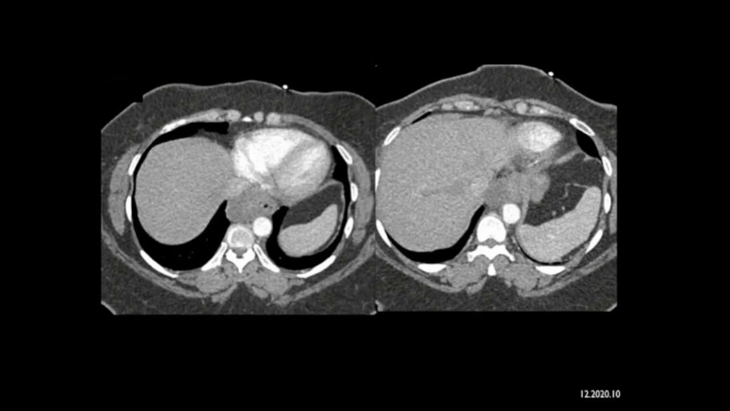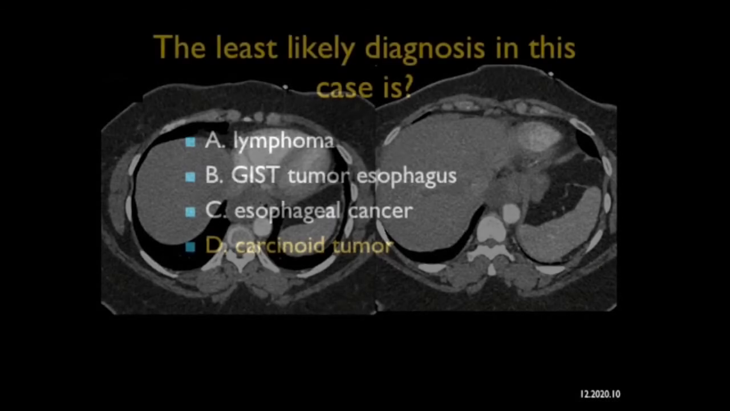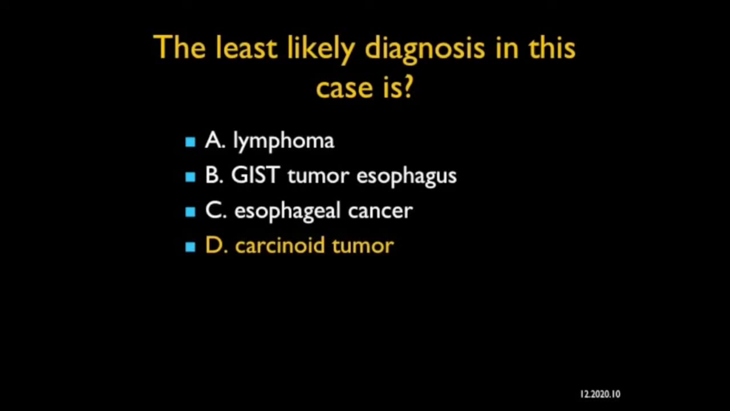You can have GIST anywhere in the GI tract, from stomach to esophagus to small bowel to large bowel to rectum. It could be esophageal cancer. It looks like a mass involving the esophagus. The one thing it shouldn't be is a carcinoid tumor, because carcinoids are vascular. This lesion is not vascular. So I'm thinking carcinoid's the wrong answer. This ended up being a GIST tumor of the esophagus. A very unusual case, but soft tissue mass, you've got to think about adenocarcinoma, you've got to think about GIST tumor, or some other possibilities.